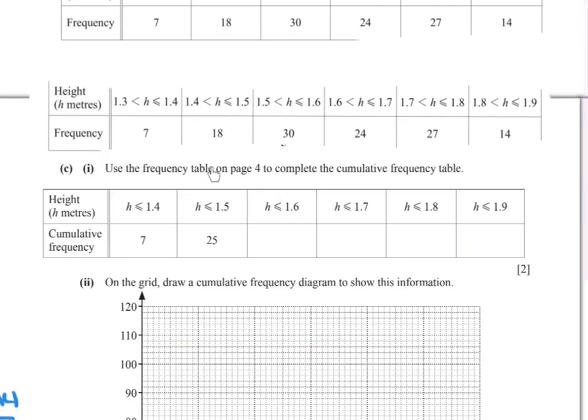Part (c)(i): use the frequency table on page 4 to complete the cumulative frequency table. This is the cumulative frequency table on page 4, so we need to use the frequency table to complete it. Start with the first value, then add 7 plus 18 equals 25, 25 plus 30 equals 55, then 55 plus 24 equals 79, 79 plus 27 equals 106, 106 plus 14 equals 120.